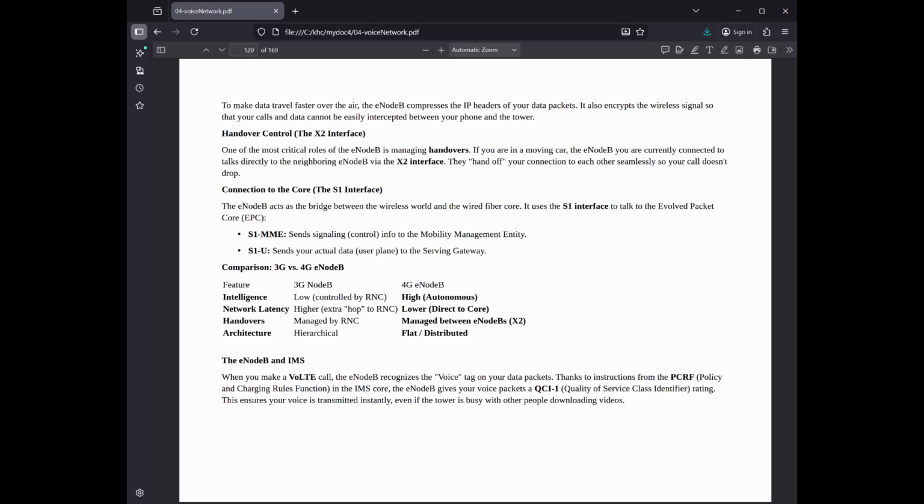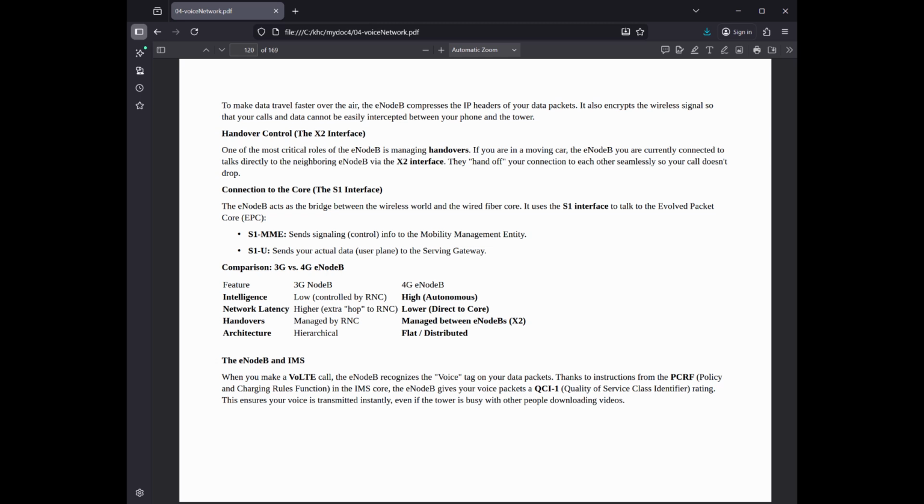Connection to the core: the S1 interface. The eNodeB acts as the bridge between the wireless world and the wired fiber core. It uses the S1 interface to talk to the evolved packet core, EPC. S1-MME sends signaling and control info to the mobility management entity. S1-U sends your actual data, the user plane, to the serving gateway.